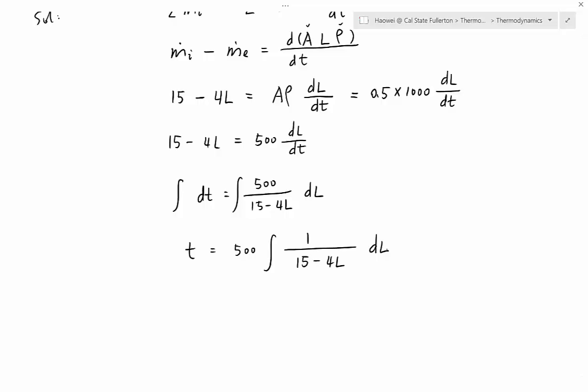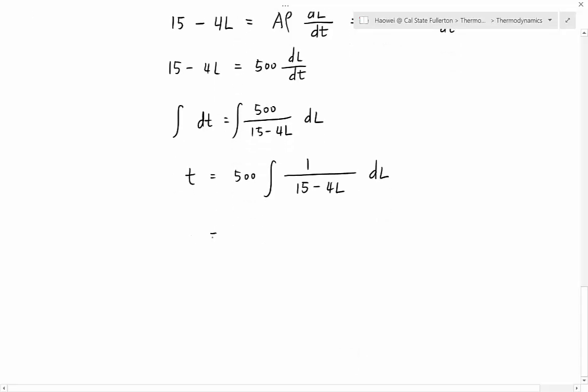How do we solve this right hand side? We can do this. Let's continue. 500 times integral 1 over 15 minus 4L differential.